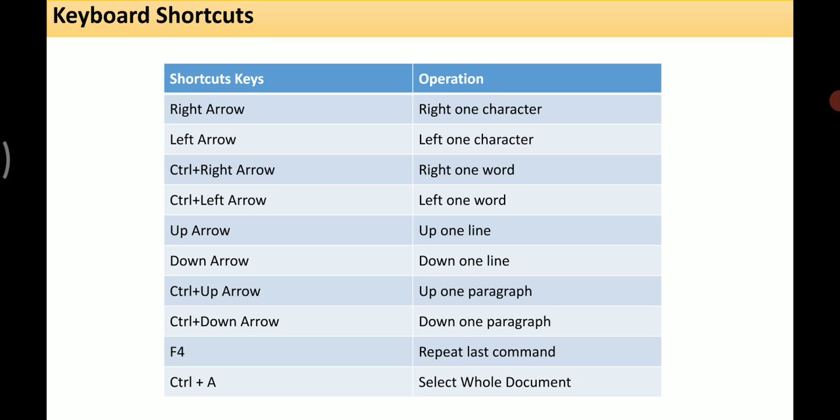The next set of keyboard shortcuts: right arrow goes right one character. Left arrow goes left one character. Control plus right arrow goes right one word. Control plus left arrow goes left one word. Up arrow is for up one line. Down arrow is for down one line. Control plus up arrow is up one paragraph. Control plus down arrow is down one paragraph. F4 is used to repeat the last command. Control plus A selects the whole document.